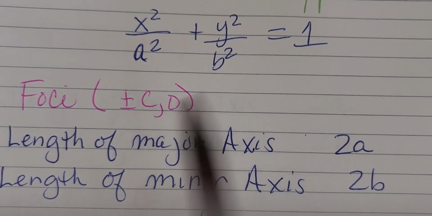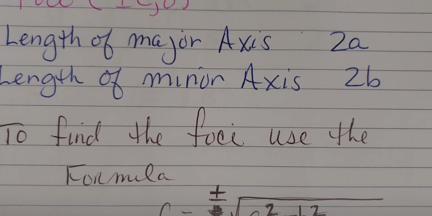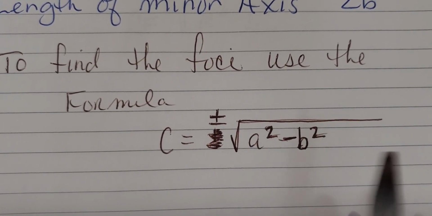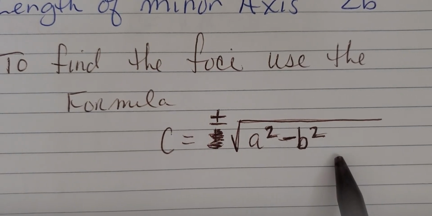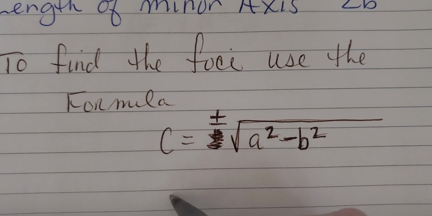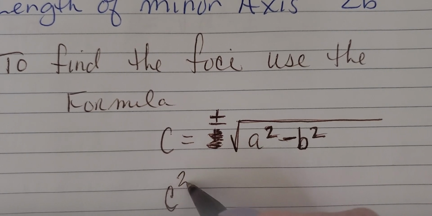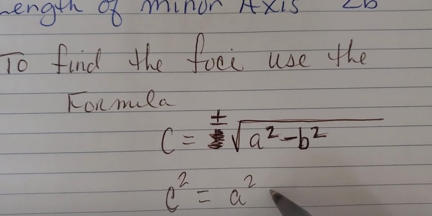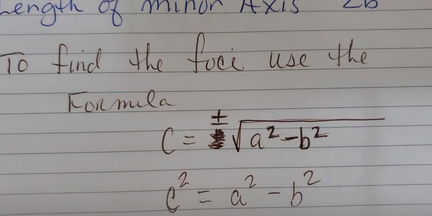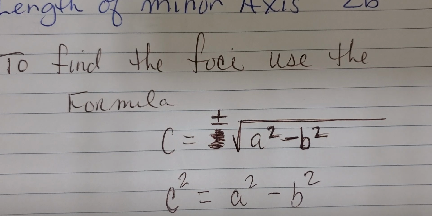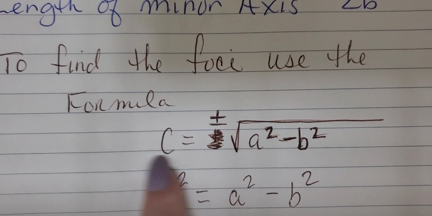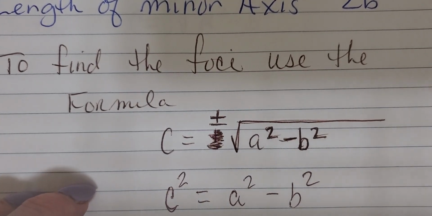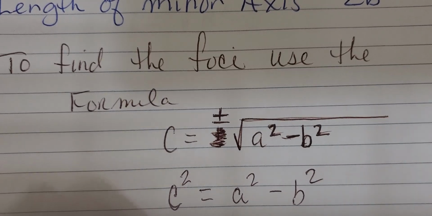So what's this foci and how do I get it? Well, there's a formula. The foci formula is going to be c equals plus or minus the square root of a squared minus b squared. The actual formula, if you ever look it up so you don't get confused, is c squared equals a squared minus b squared. But if we want to get the foci points, we're going to have to take the square root of that. So by just taking the square root of both sides, you'll get the plus or minus whatever c will be. Okay? All right.